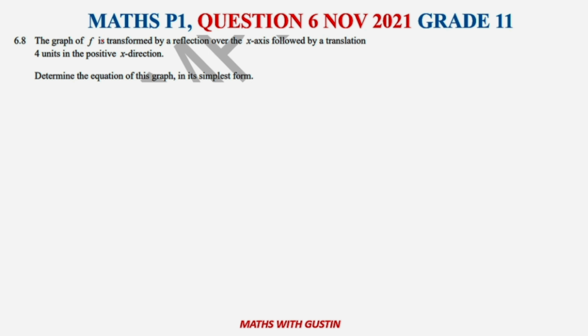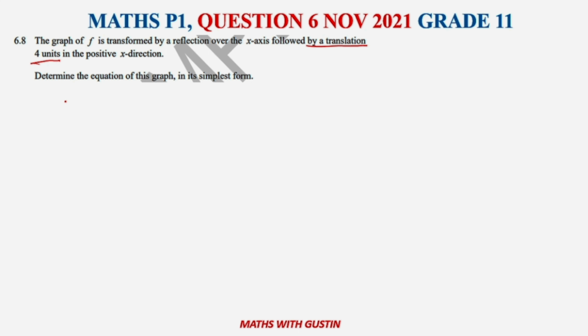The graph of f is transformed by a reflection over the x-axis followed by a translation of 4 units in the positive x direction. Determine the equation of the graph in its simplest form. Okay, basically what they did, they moved the graph, so they want us to give them the equation.